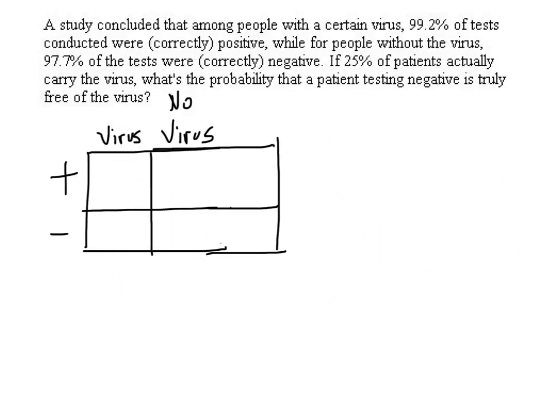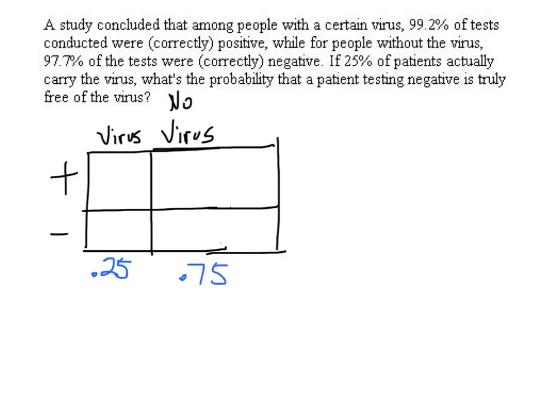A study concluded that among people with a certain virus, 99.2% of the tests conducted were correctly positive, while for people without the virus, 97.7% of the tests were correctly negative. If 25% actually carry the virus, what's the probability that a patient testing negative is truly free of the virus? Okay, so that means 75% do not have it.